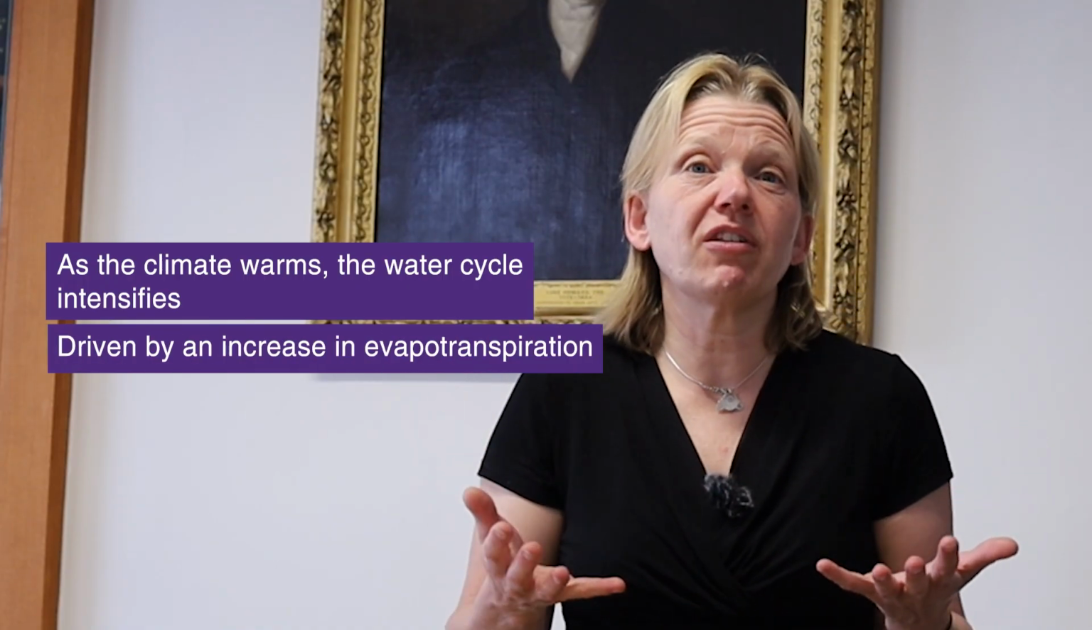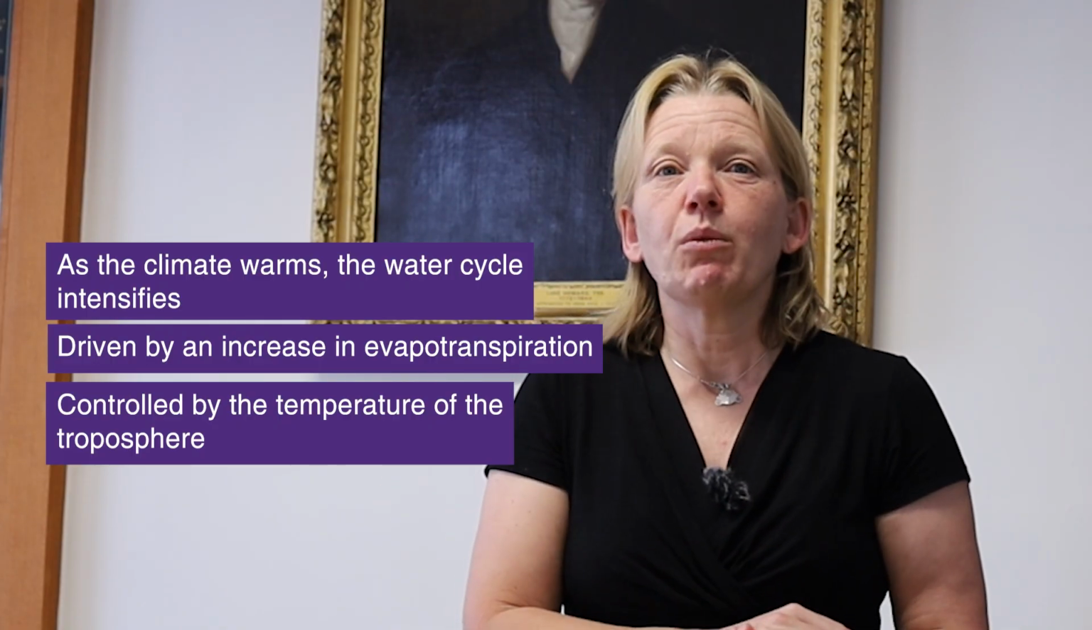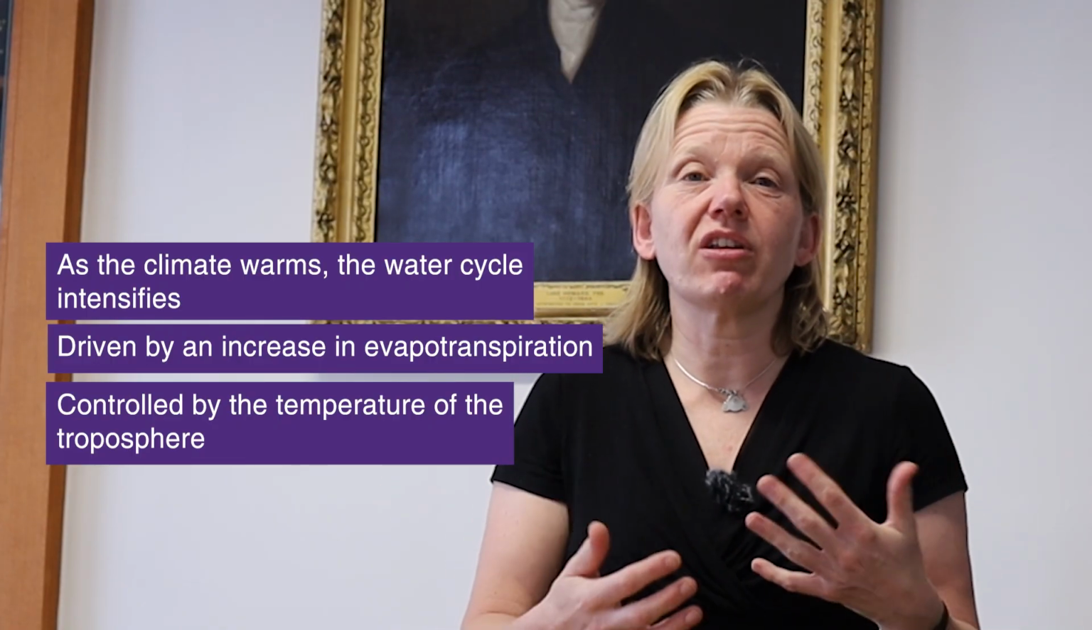About 10% of the water evaporated from the ocean is transported over land by the winds and finds its way back to the ocean following condensation into clouds. Eventual precipitation is rain or snow and subsequent surface runoff and subsurface flows. As the climate warms, the whole water cycle intensifies. This is driven by an increase in evapotranspiration at the ground, but is controlled by the temperature of the troposphere, so the lowest bit of the atmosphere, which determines how much condensation and therefore precipitation occurs.